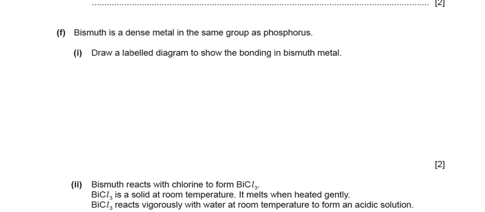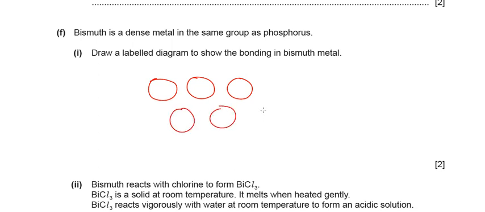Next, bismuth is a dense metal in the same group as phosphorus. Draw a labelled diagram to show the bonding in bismuth metal. So metallic bonding we have to show. For this purpose you may use circles to show the atoms of the metal, at least 3 columns and 3 rows. Now inside the circles you have to show the plus sign, which indicates the nuclei, or the metal ions.